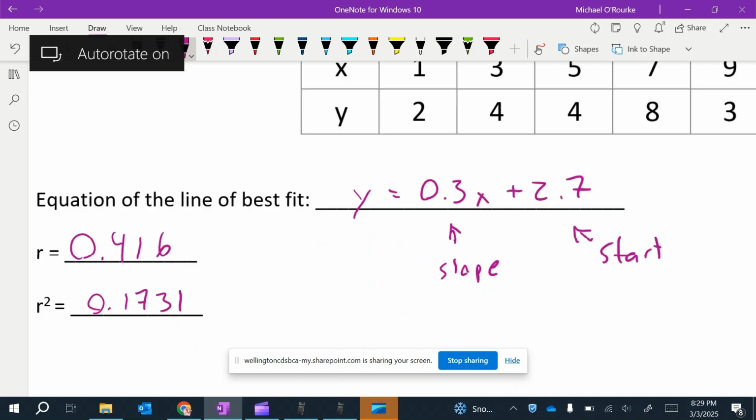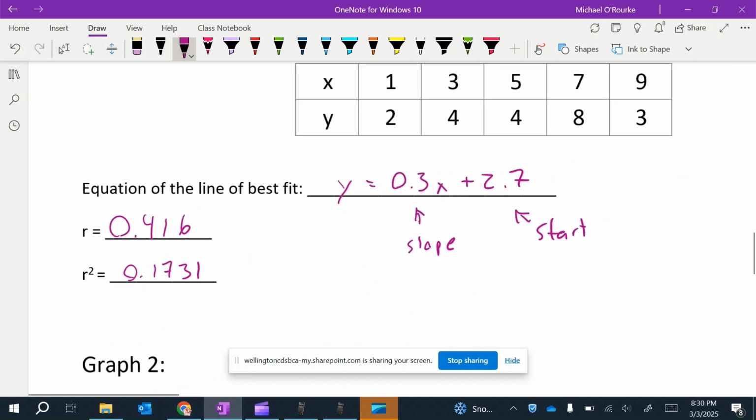So the question is, what does this tell us? Well, first of all, the relationship is a positive relationship, so that's a positive number. Now it's 0.4, so that's in our moderate range. So we would say it's a positive moderate relation. And then our determination here: how much does changing X change Y?